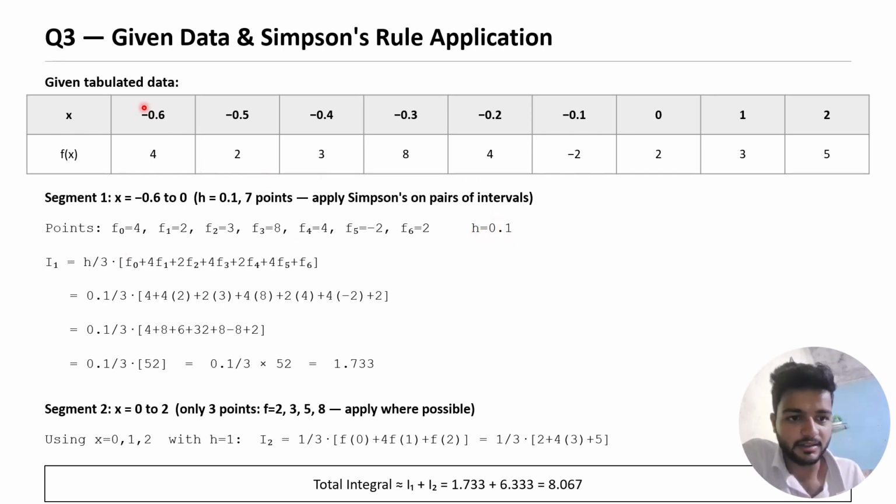We'll add in the first part 0.620, and then in the second part we'll add 0.022. In the integration, I1 equals h/3 multiplied by f0 plus 4f1 plus 2f2 plus 4f3 plus 2f4 plus 4f5 plus f6. I1 becomes 1.73, and for I2 we use the same formula but with a different segment: 1/3 into 2 plus 4 into 3 plus 5. Total integral is I1 plus I2, which gives 8.067.